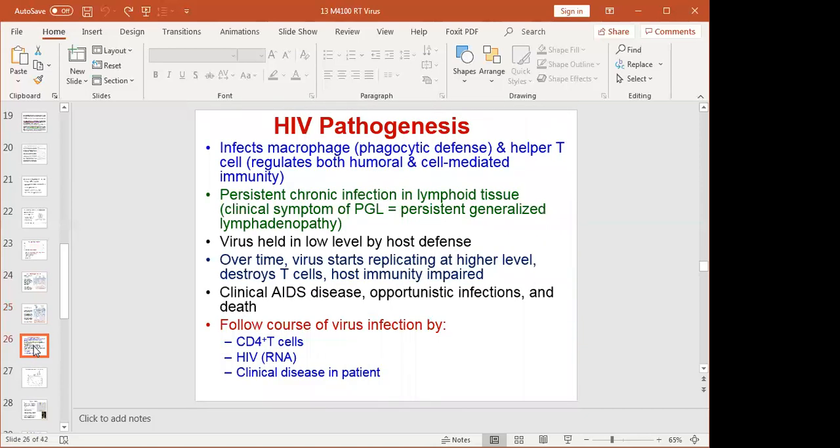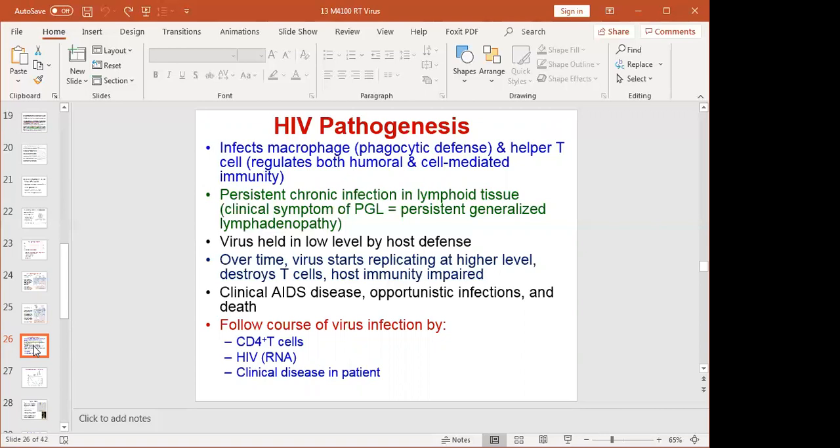Slide number 26, HIV pathogenesis. Virus uses macrophages, which are phagocytic cells of the immune system. These are the cells that phagocytose foreign objects and present them to T lymphocytes or B lymphocytes. So the virus infects those as well as CD4 positive helper T cells.